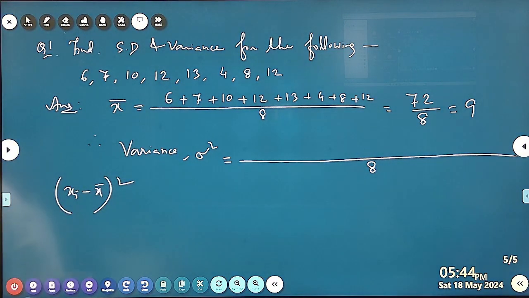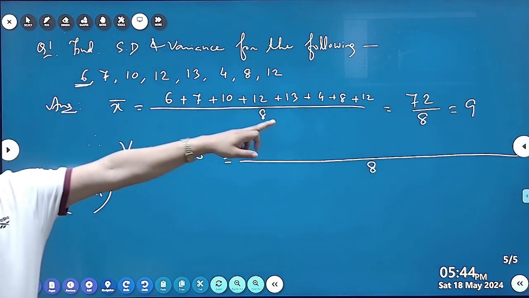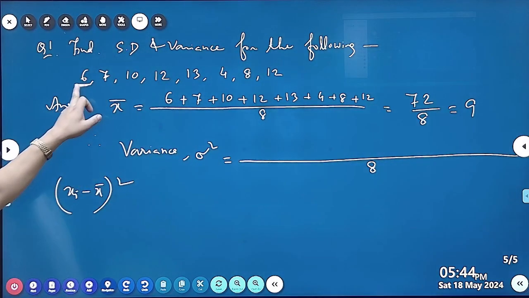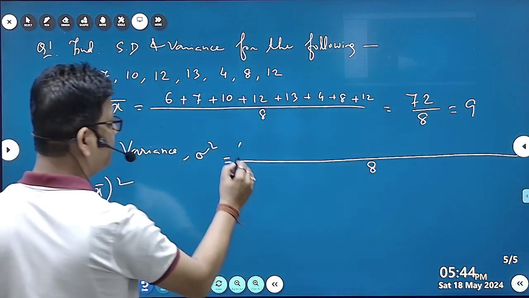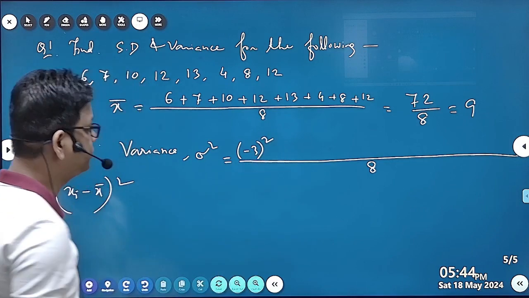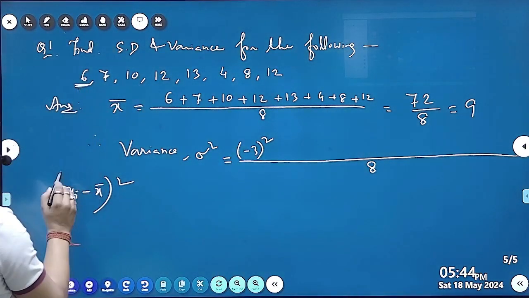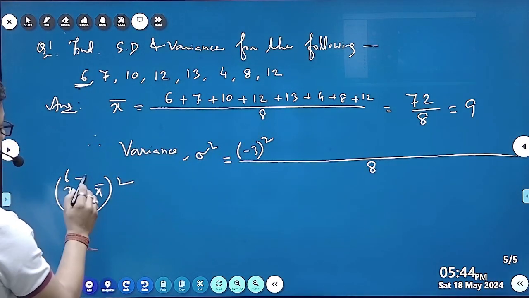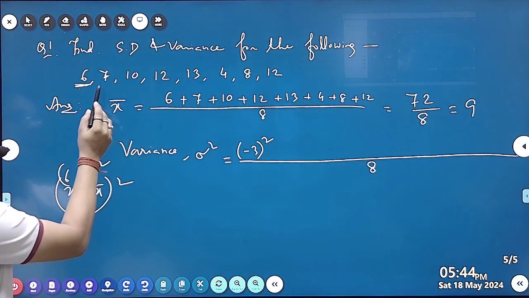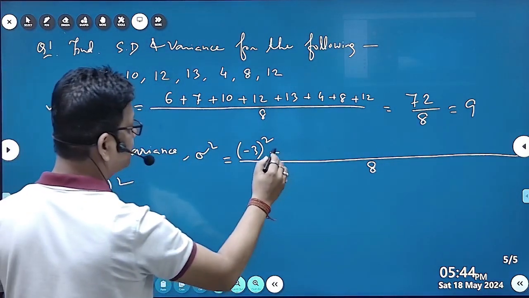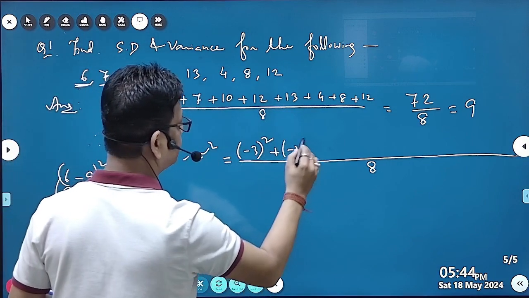What does it mean? Xi is this one, 6, that is x1. X bar is 9. So it will be 6 minus 9, which is minus 3, then the square of that. I repeat, x1: 6 minus 9, then whole square. Okay, the next number, 7 minus 9, is minus 2, whole square.